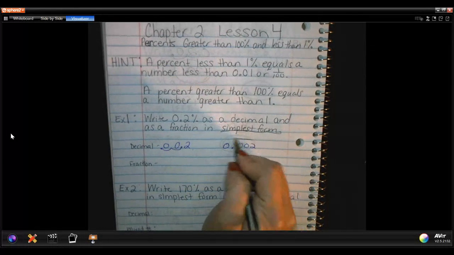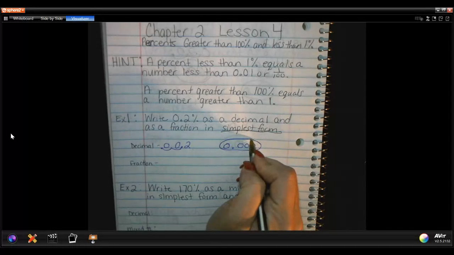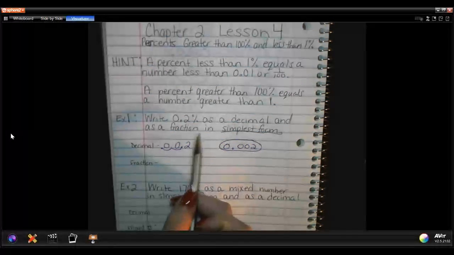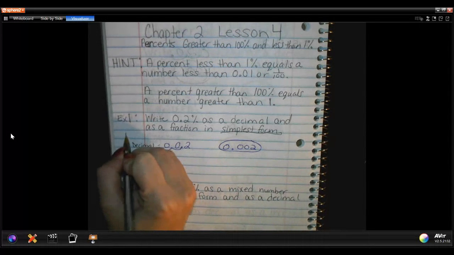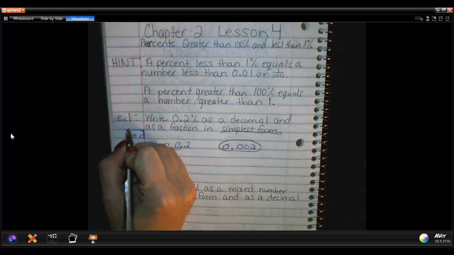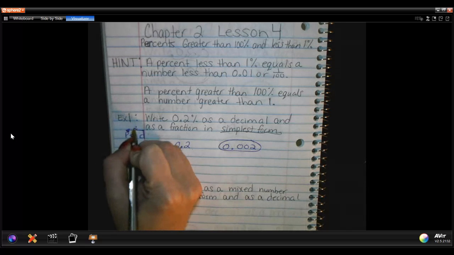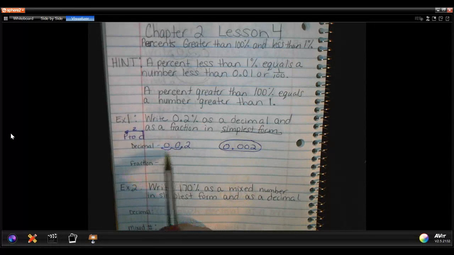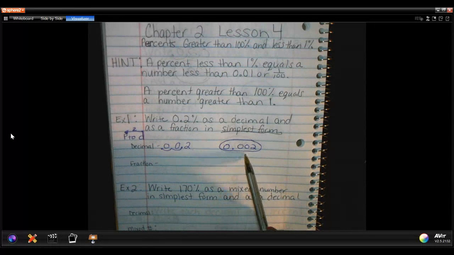Then I'm going to rewrite my number by adding a 0 as 0.002. That is my decimal for this problem. Again, if I'm turning a percent into a decimal, I'm going to move my decimal 2 places to the left. Just so you remember, I'm going to start where the decimal point is, 1, 2, and then I rewrite it.